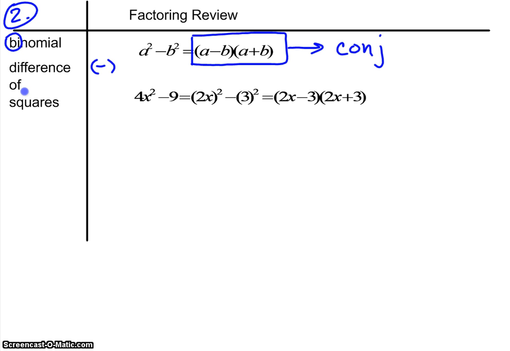Or again, these are conjugates of each other. The only difference in my conjugates is that the sign between them is one time addition, one time subtraction. So what I do in this example is I look at my 4x squared, and I see that I can write the 4 as 2 squared, and then the x squared is x squared. And then I can write the 9 as 3 squared. So these become my a and b. The 2x is my a, the 3 is my b, and so we get 2x minus 3, 2x plus 3. A very common situation you'll run into.